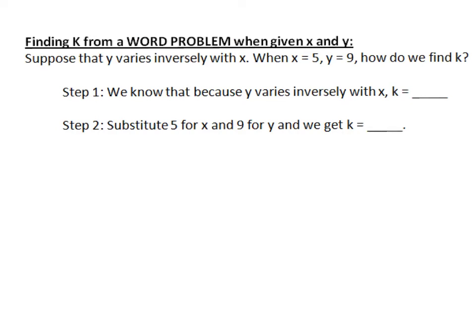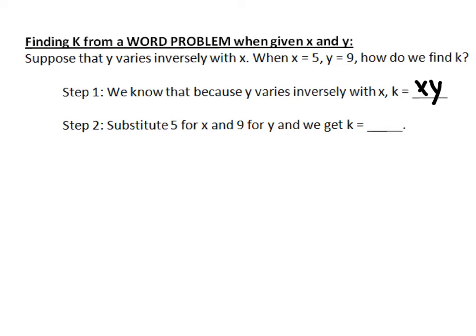Finding k from a word problem with given the x and the y. So suppose that y varies inversely with x. When x equals 5 and y equals 9, how do we find k? Well, step 1 is we know that because y varies inversely with x, that k is equal to x times y. We talked about that on a few of the previous slides.